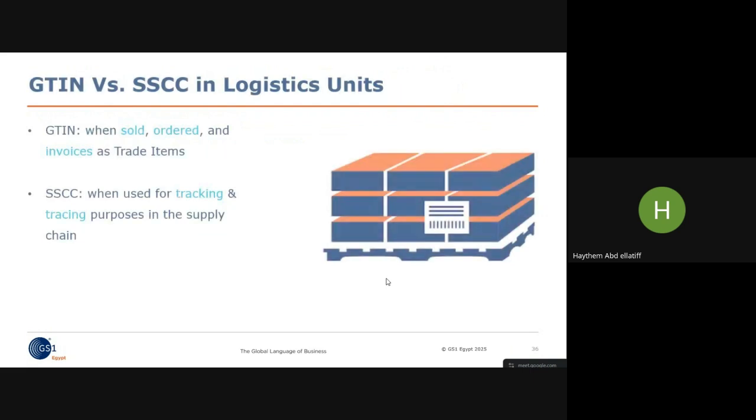This is the main comparison, GTIN versus SSCC and the logistic unit. The GTIN identifies the trade item, and the SSCC identifies the logistic unit. This is the main difference between GTIN and SSCC. The GTIN is in the 2D data matrix, and the SSCC is captured in GS1-128.